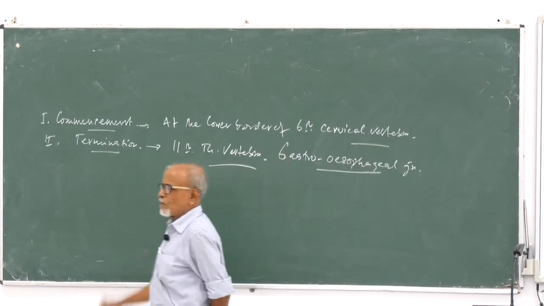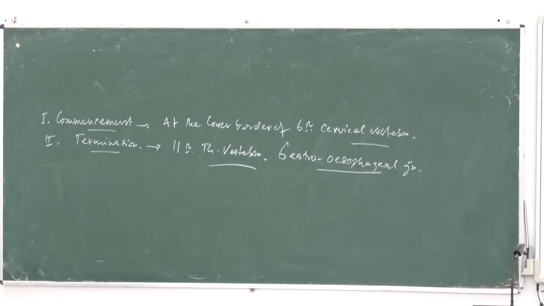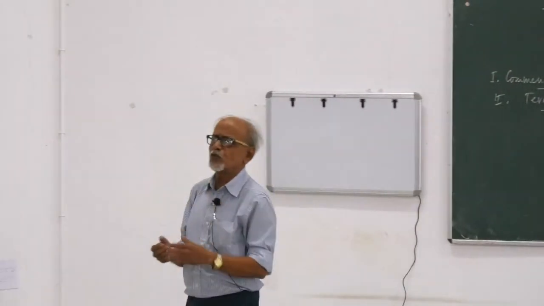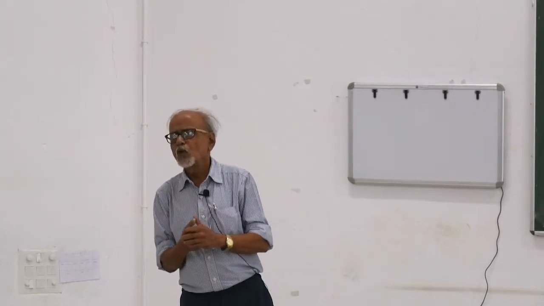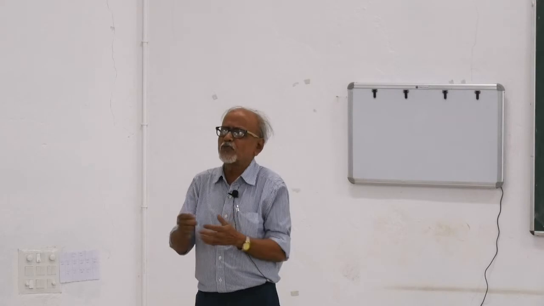What is the name? Above the esophagus, what will be there? Which part of GI tract will be there? This is very easy from your knowledge of biology. What lies proximal to the esophagus? Which part of GI tract?